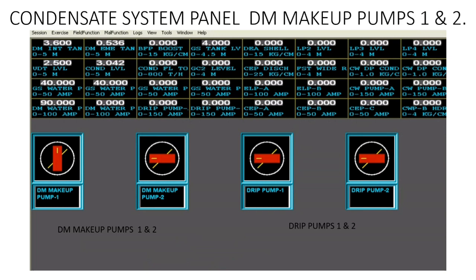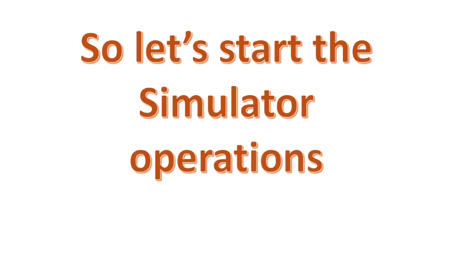Then the condensate system panel, DM makeup pumps. There are 2 DM makeup pumps, as you can see. The panel shows one of the pumps is running. So let us now start the simulator operations.